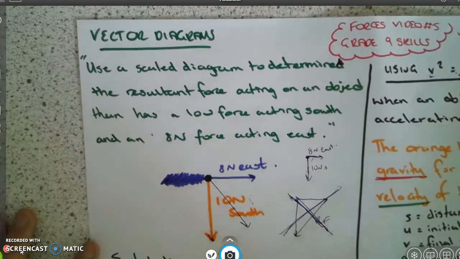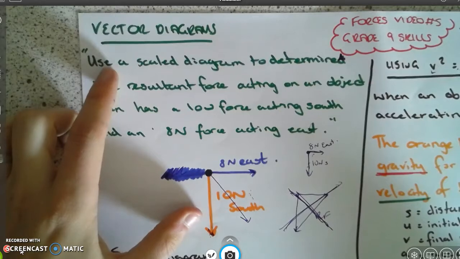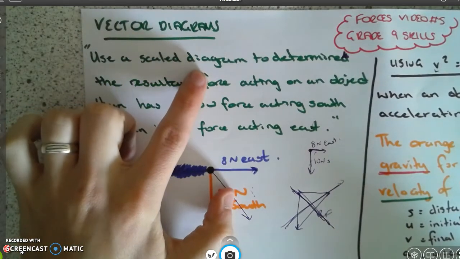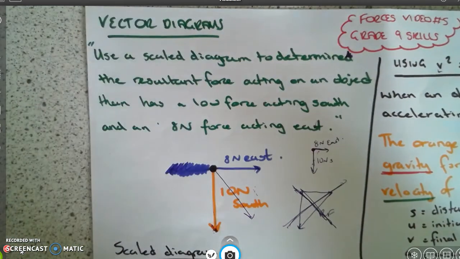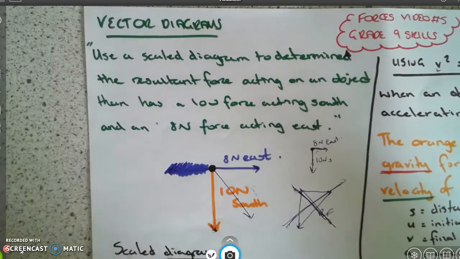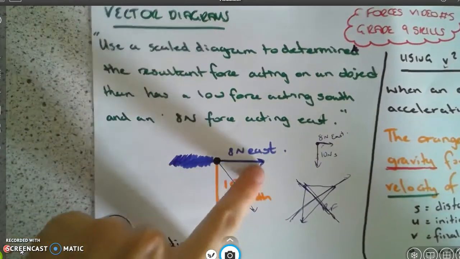A typical question that you could be given is: use a scale diagram, please do not use Pythagoras or trigonometry, to determine the resultant force acting on an object that has a 10 Newton force acting south and an 8 Newton force acting east.